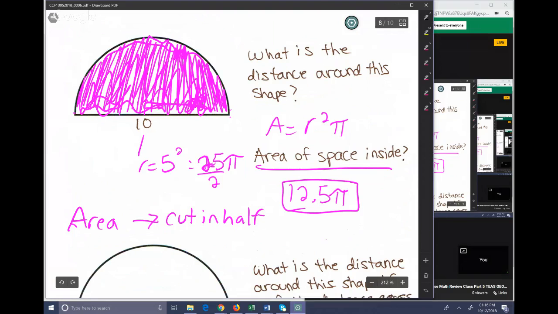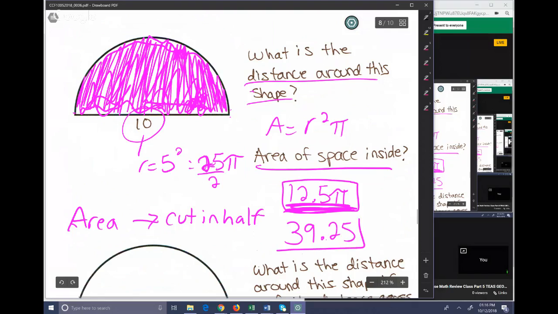In the case of an area, whether it's a full circle or a half, they can leave pi in the answer. The only reason you can't leave pi when you're doing distance around is that you have to add something in that doesn't have pi with it. So they could answer this as 12.5 pi, or they could answer it as 12.5 times 3.14, which is 39.25. So these are the 2 possible answers for that.